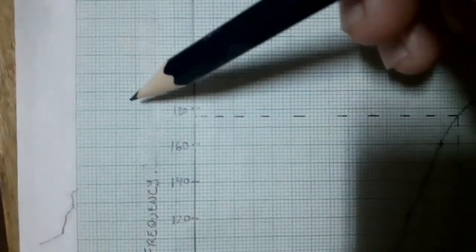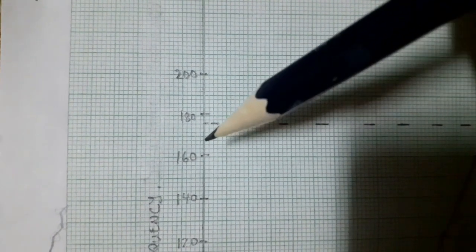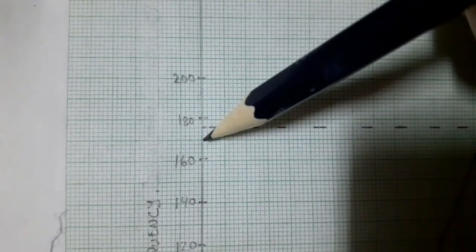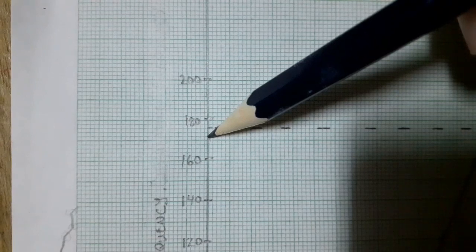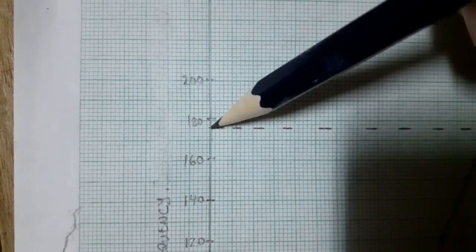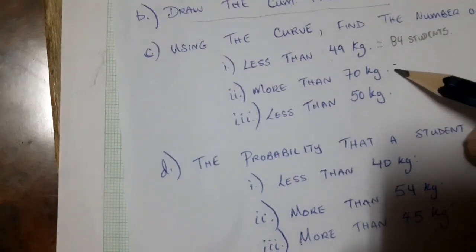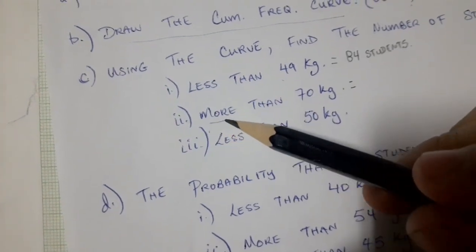Please pay very close attention here. This is the number 160, and we did not reach 180. If you know correctly, this is supposed to be 170, right in between. And so this is 172, 174, and 176. So, listen very carefully. For more than 70 kilograms, I got 176. But the question says more than.